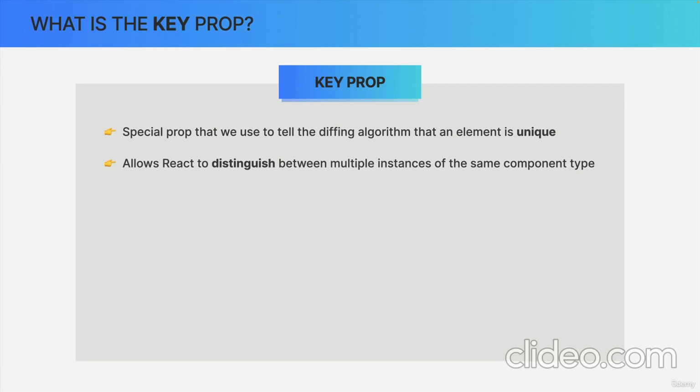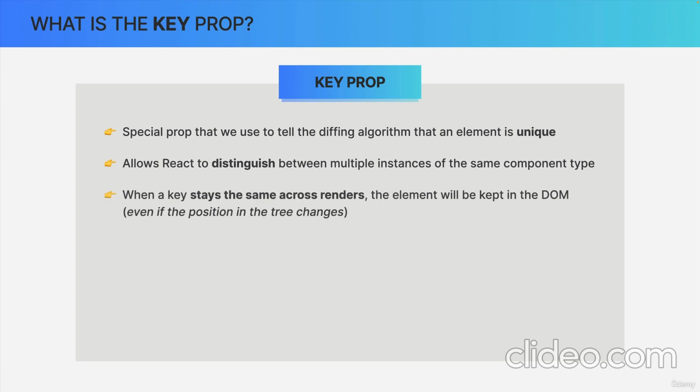Now that's all great, but why do we actually need this? Well, remember that the second assumption of the diffing algorithm is that whenever an element has a stable key, so a key that stays the same across renders, the element will be kept in the DOM, even if the position in the tree has changed. And this is the whole reason why we should use the key prop in lists, as we have already done so many times throughout the course. And so in the next slide, you will finally learn why we need to do that.